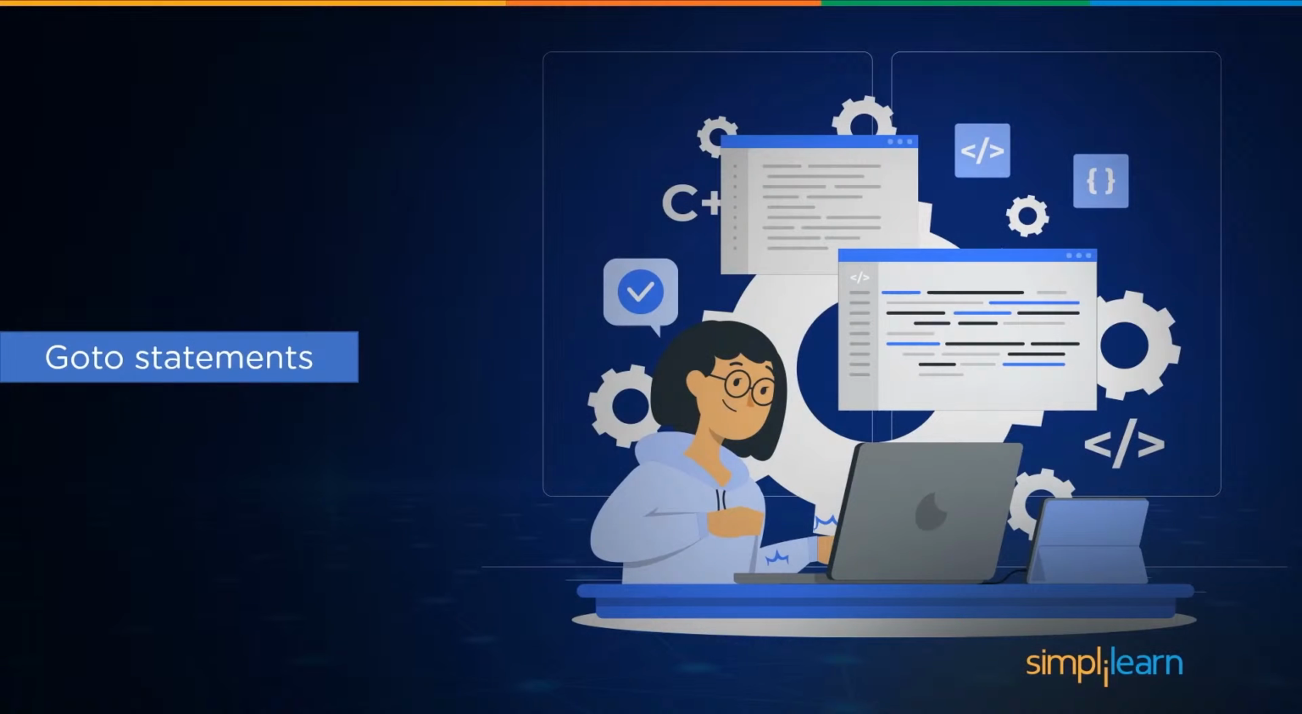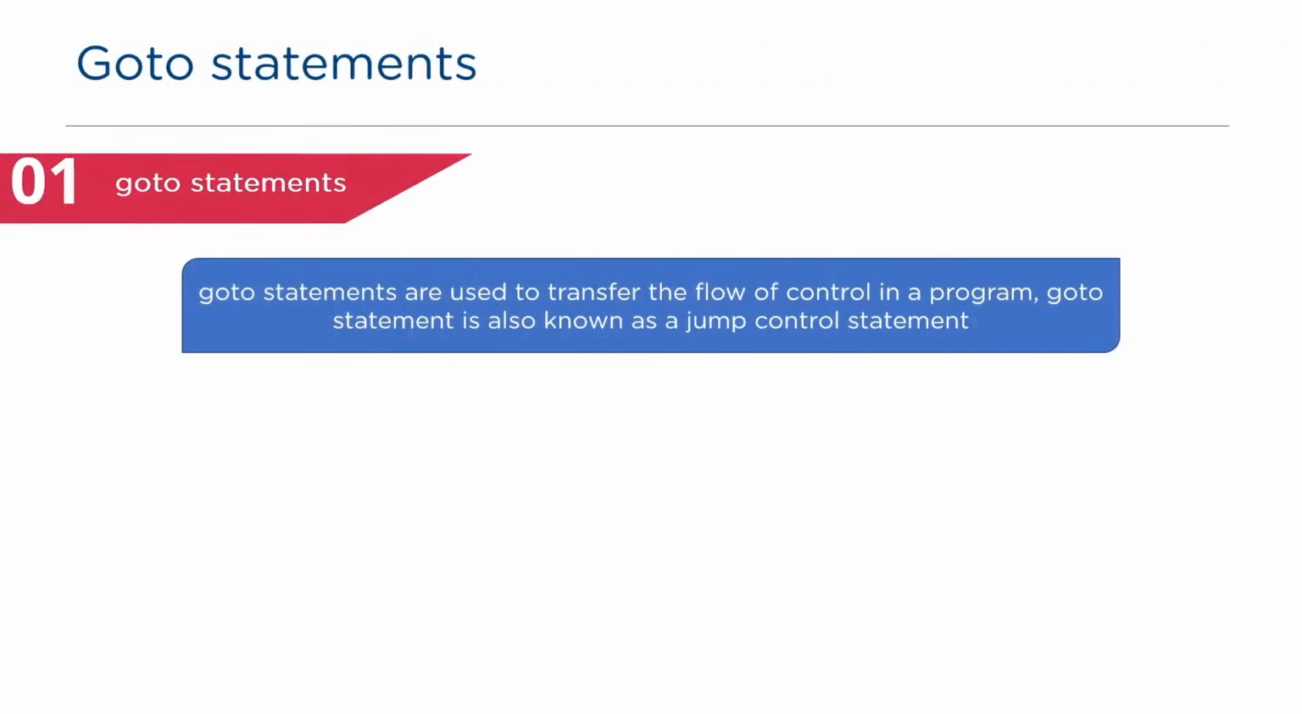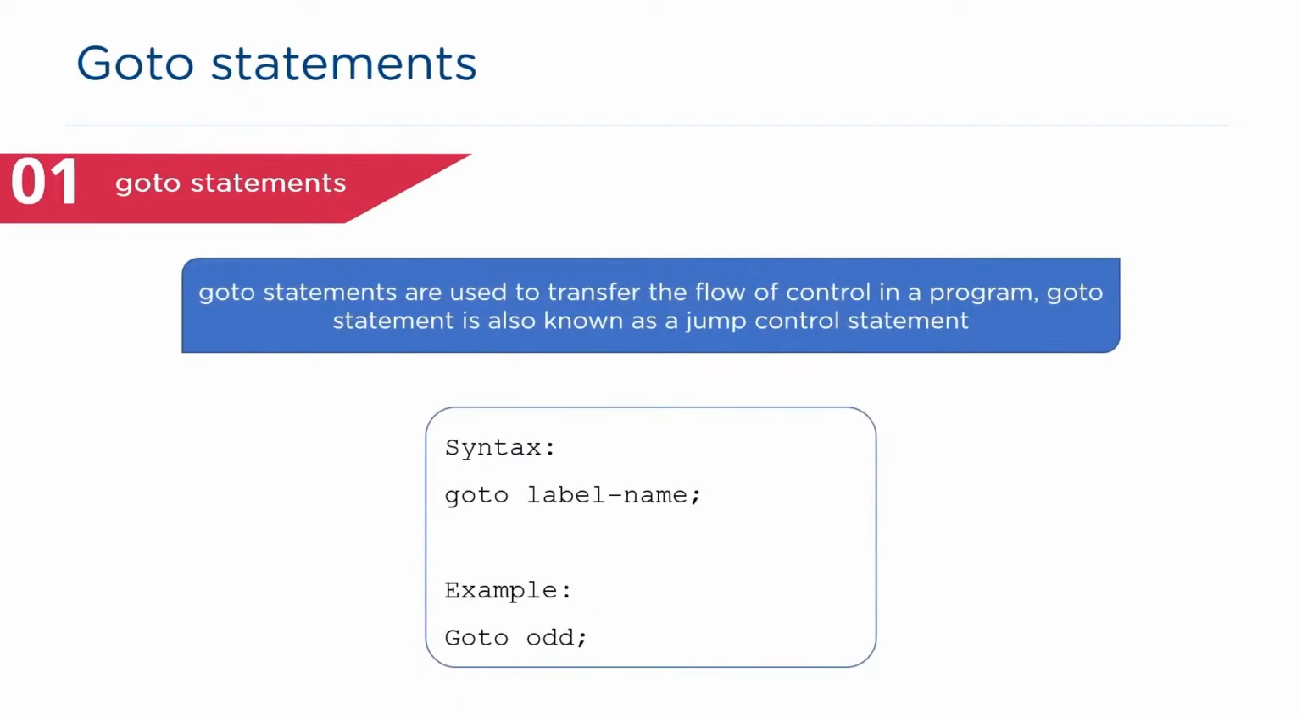Now let's have a look at goto statements. Goto statements are used to transfer the flow of control in a program. Goto statement is also known as jump control statement because it is used to jump to the specified part of the program. The syntax is goto, label name and semicolon. Label in goto statement is a name used to direct the branch to a specified point in the program. In the example, label name is odd.